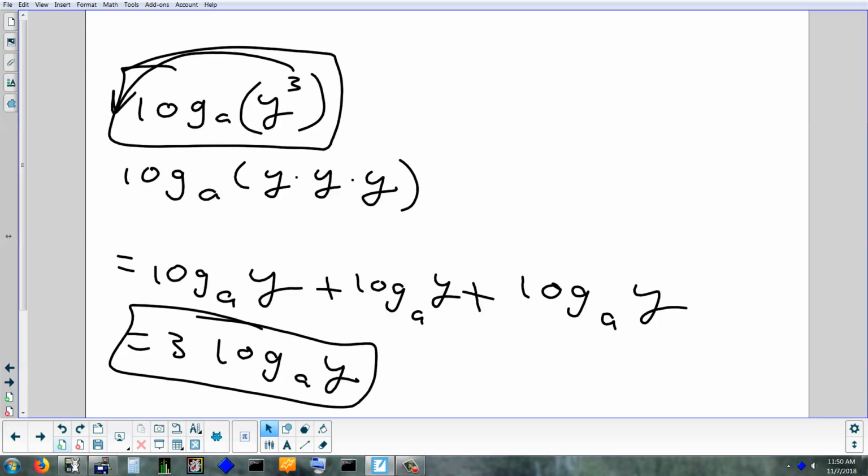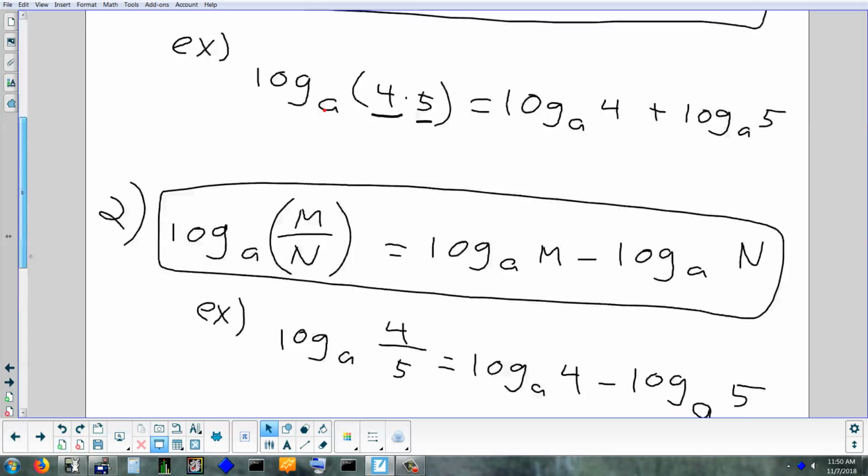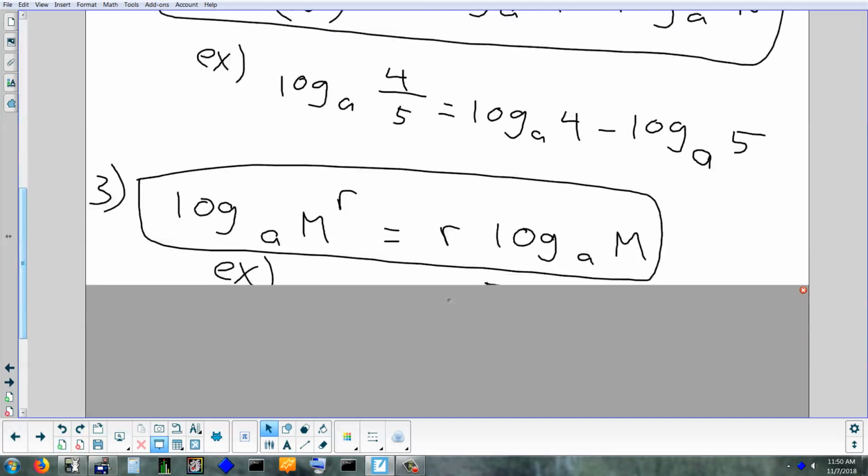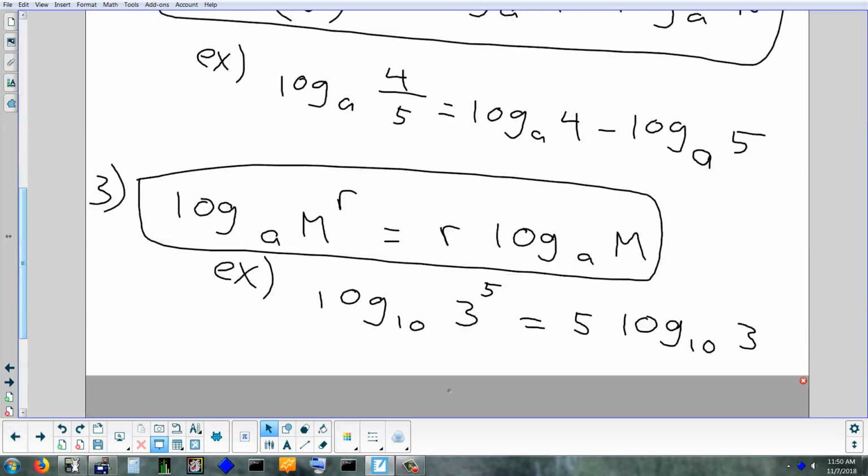This is the reason why. So we're not going to go through the steps in the middle ever again. So log base A of m to the r, you can take the r and put it in front. I already gave you an example, but if you want another one with all numbers, there it is. Log base 10 of 3 to the 5th equals 5 times log base 10 of 3. Or you could pronounce it 5 times the common log of 3.